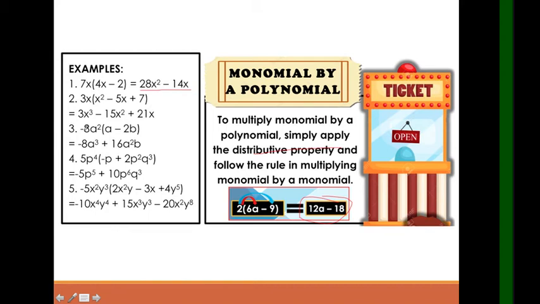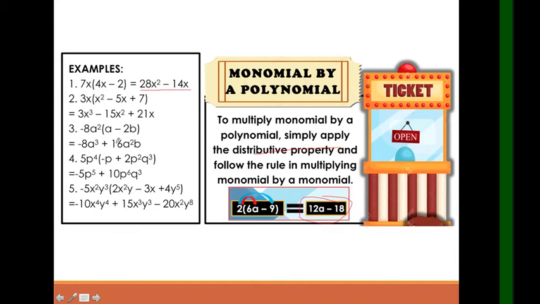Okay? Another, negative 8a squared, quantity a minus 2b. Negative 8 times 1 is negative 8. A squared times a, so 2 plus 1 is a cubed. Plus, bakit plus? Because negative 8 times negative 2 is positive 16. So a squared and b, wala siyang partner, so we have a squared b.